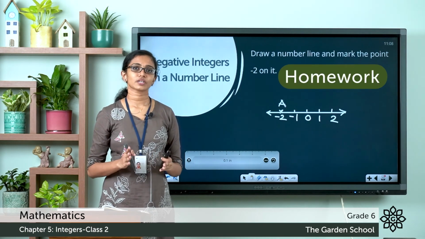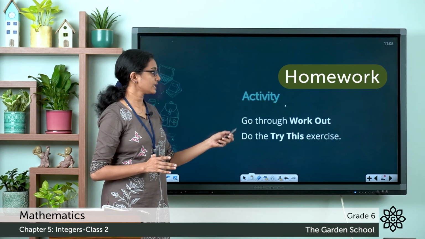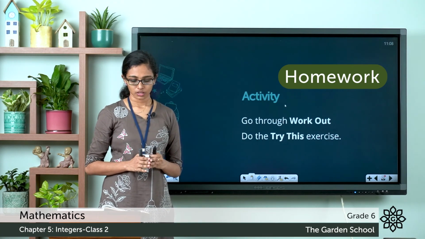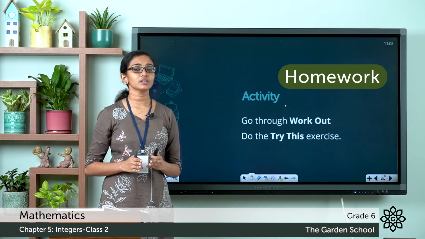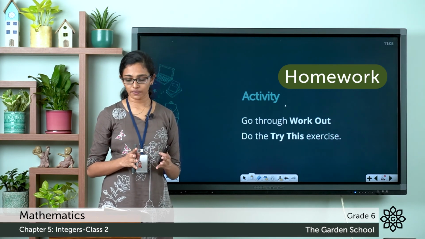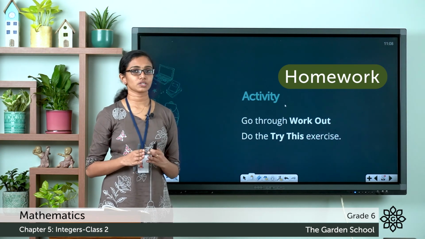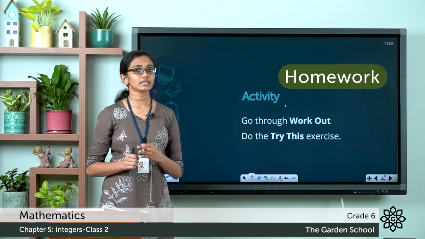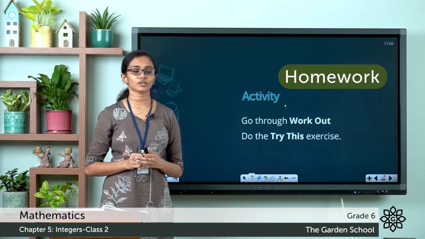Now all of you please look at your textbook on page number 62. Do you see a heading Workout? Please go through the description given there. This is about negative numbers and their real life applications. Once you are done with that, you have to complete the Try This exercise given on page number 63. There are 2 Try This exercises given there. You have to work out both of them in your notebook.